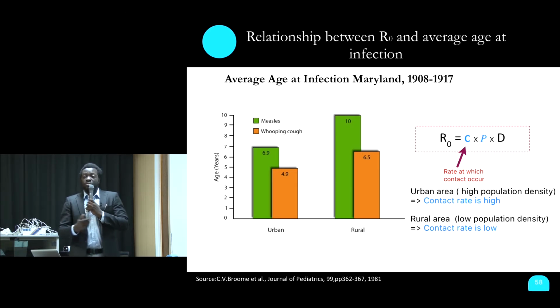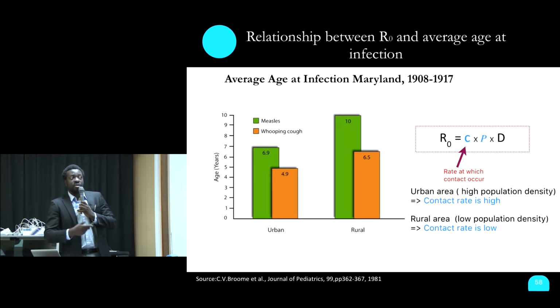This means that people have high contact rates. In rural areas, we have low population density, so people contact each other less and the contact rate is much lower. So in urban areas, R naught is much higher than in rural areas because of the difference in the contact rates. So for the same disease, the settings and other elements can influence the average age at infection.